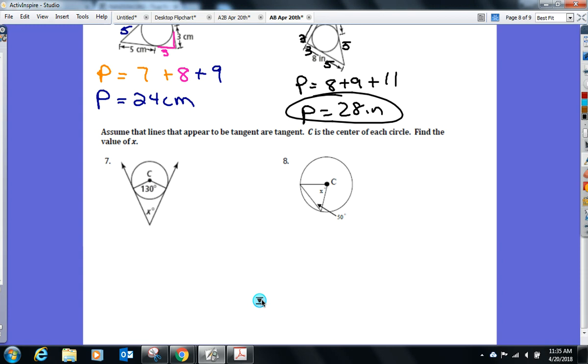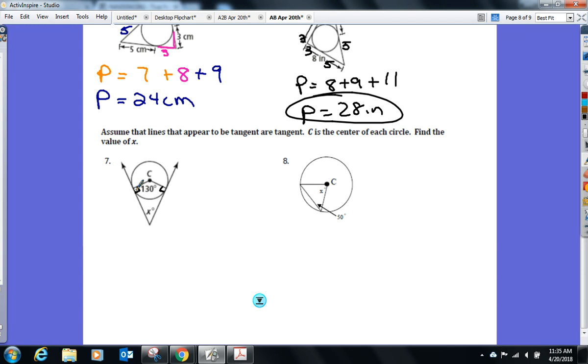What else are you guys adding in on your own to this diagram? Right angles, right? Tangent, radius. A radius drawn to a point of tangency is perpendicular. So, yep, you have right angles here and here. All right, great. How's that going to help me find x?